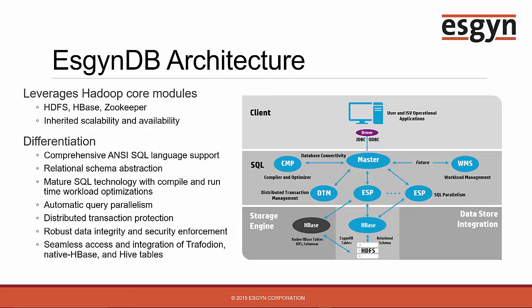Another thing that we provide in EsgynDB and Apache Trafodion is distributed transaction protection. So a transaction can touch any number of region servers. We provide transactional consistency across that. In this diagram, you see a DTM process. There's actually multiple of those. There's one of those per node in the cluster. And this provides scalability. So the DTM process in a particular node coordinates the transaction processing of all transactions that were started in that node.